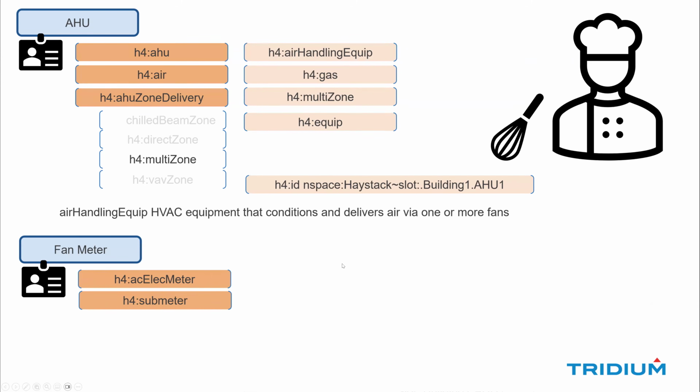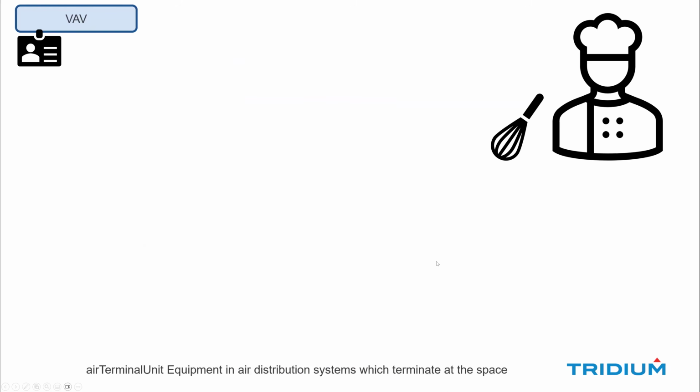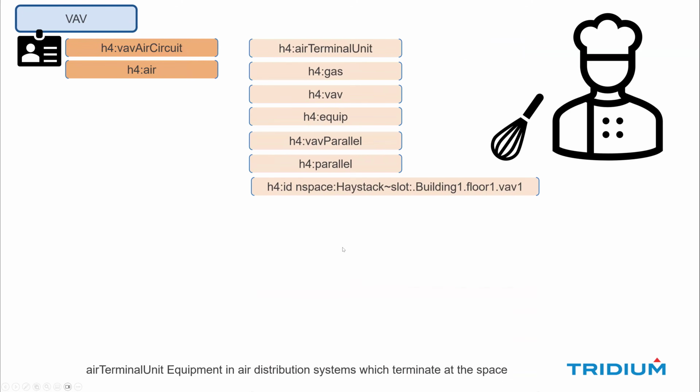All right, so fans, I'm going to say that this is AC and it's an electric meter, it's a sub-meter, and then it automatically applies these meter tags. All right, VAV, it's a circuit. It will go ahead and ask me whether it's in parallel or in series. If I say it's in parallel, it will go and handle all of the components that are on there.